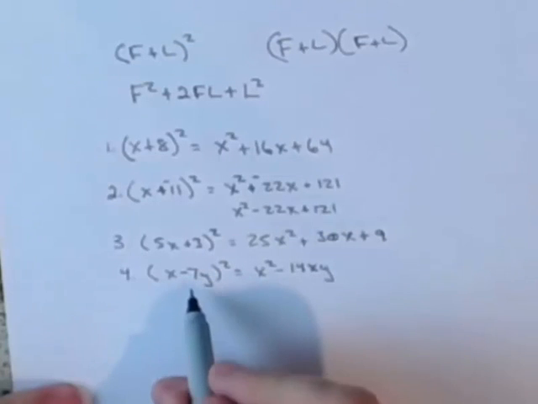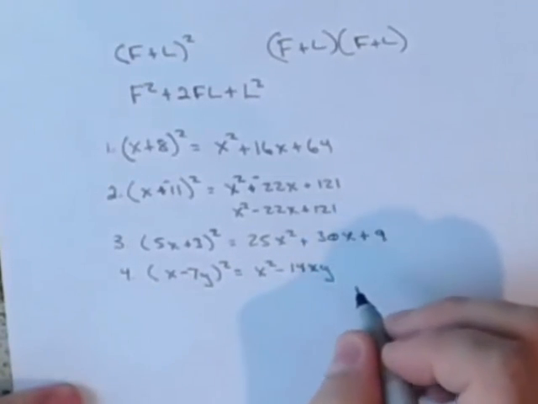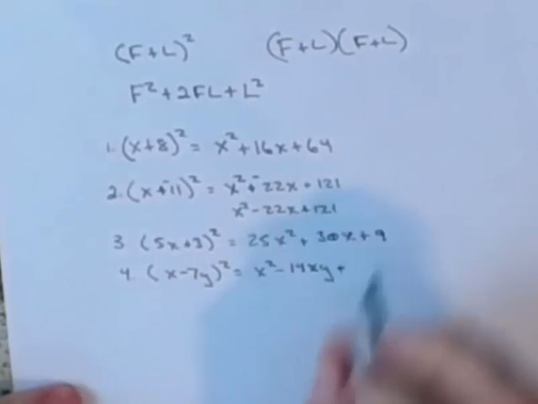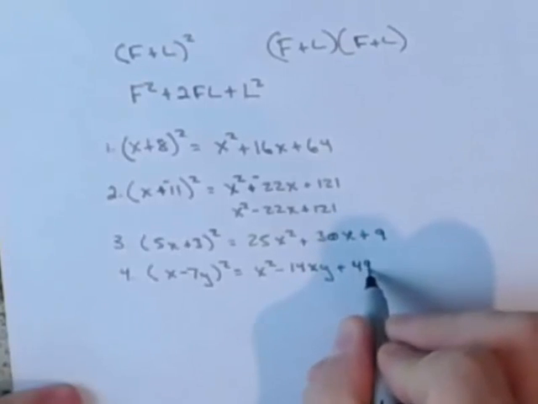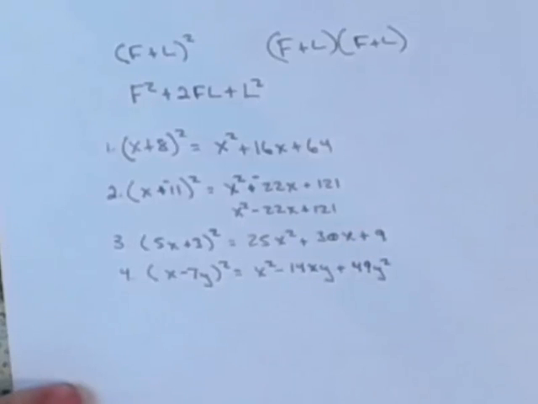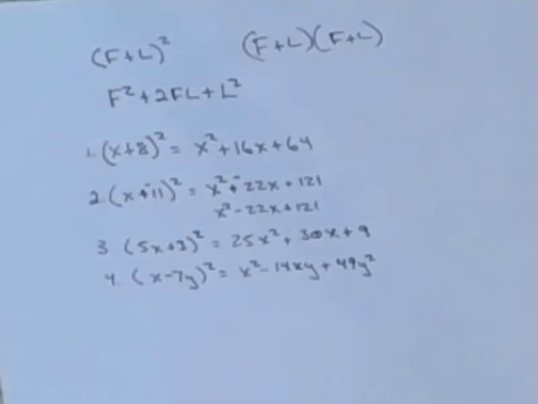And then last squared, negative 7 times negative 7 is positive. Negative times negative is positive. 7 times 7 is 49. y times y is y squared. So x squared minus 14xy plus 49y squared is the answer to number 4. Number 5.